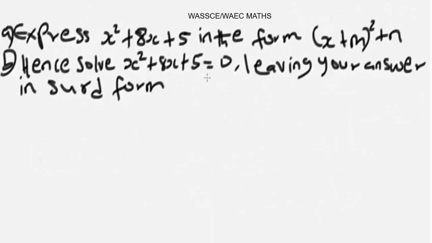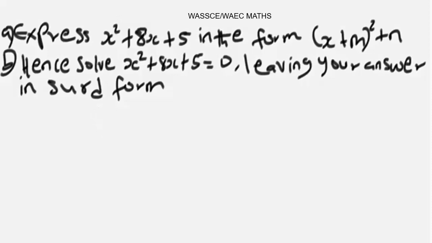Let's wipe this. Okay guys, now look at this second problem. This is the kind you see in your exam, so take note of this kind of problem. It says: express x squared plus 8x plus 5 in the form (x plus m) squared plus n. Hence solve x squared plus 8x plus 5 equals 0, giving your answer in surd form.